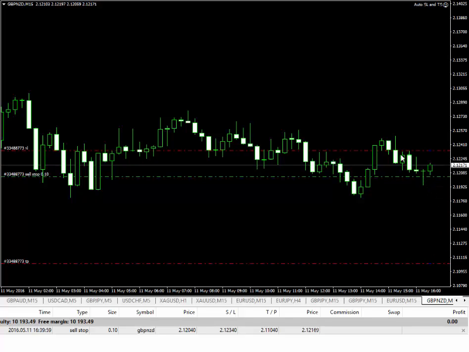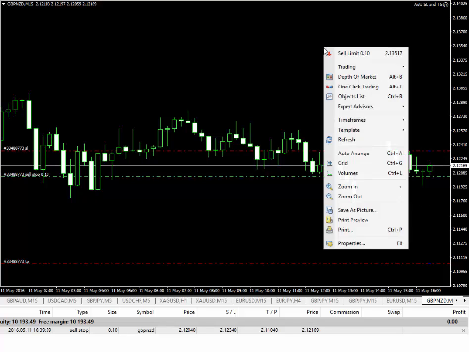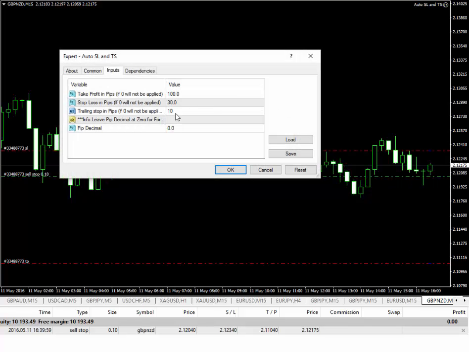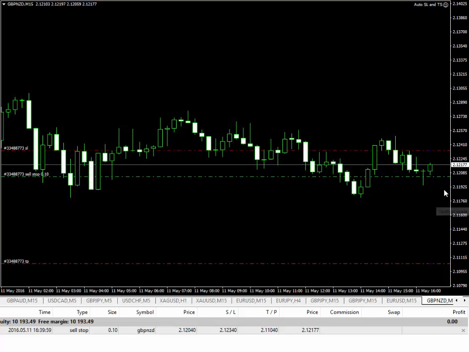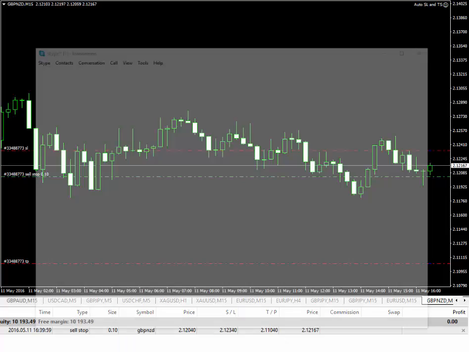Now once the market starts going down, and once your trade is in about 15 pips profit, or is it 10 pips? Let me go and have a look. Expert advisor, properties, yeah, 10 pips profit. When it is in 10 pips profit, then the stop will come to break even, and the trailing stop will start working after here.